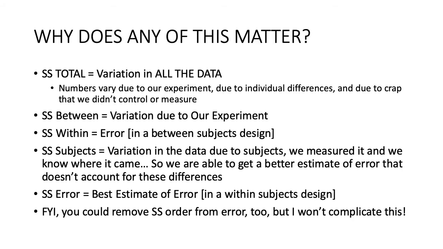Okay, so we've talked about all the sum squares, and you probably get where they come from, but you don't see why it matters because I didn't start with why it matters. I just wanted to start with the sum squares, right? What you need to understand is that we have the total variation, variation due to our independent variable, and variation due to subjects, and variation that we don't know where it's coming from.